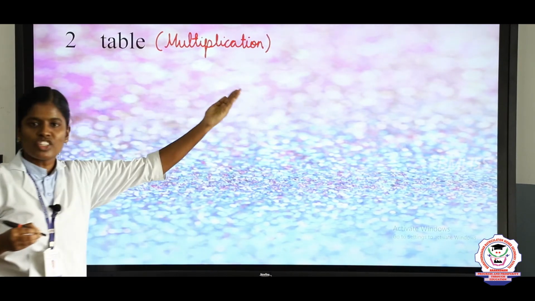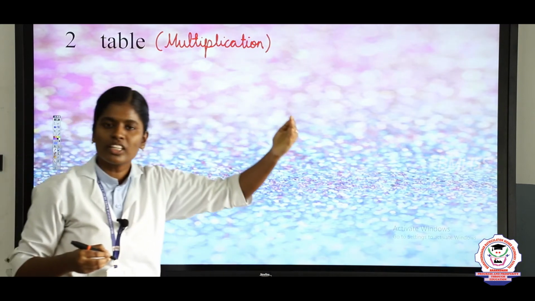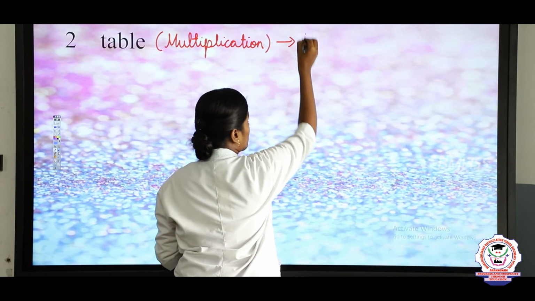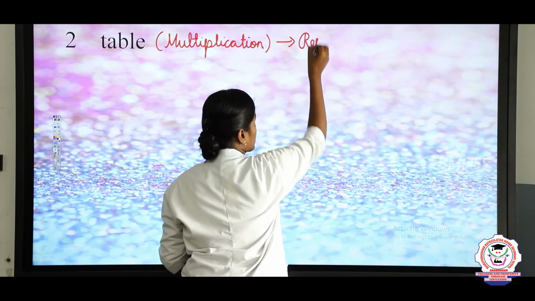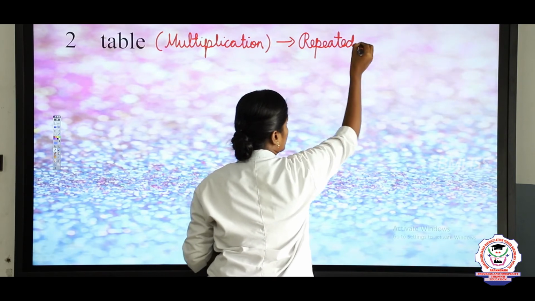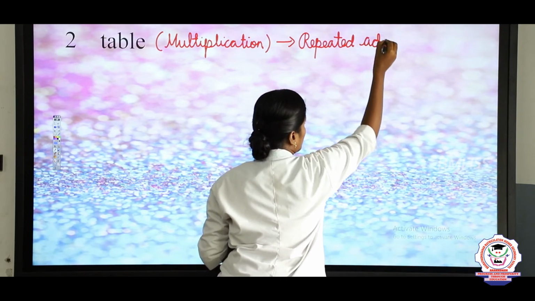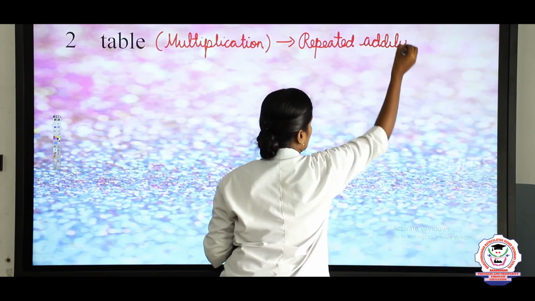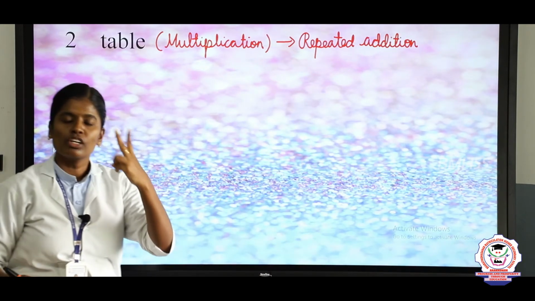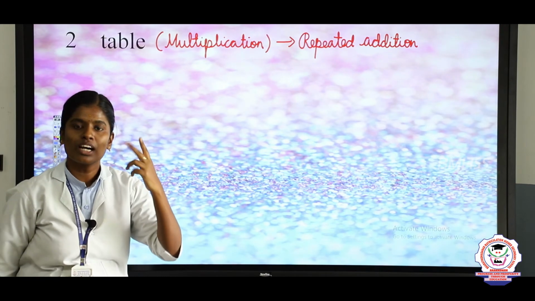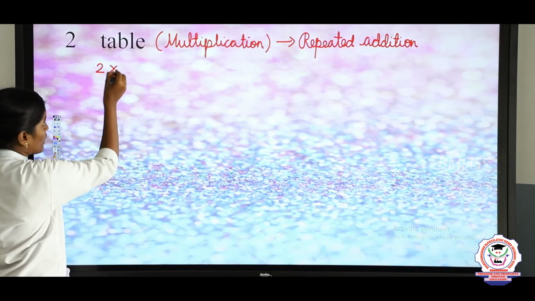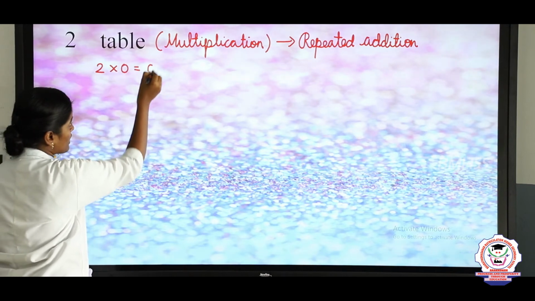What do we mean by multiplication? Multiplication means repeated addition. So today we will see the 2 table. Start with 2 zeros are 0.